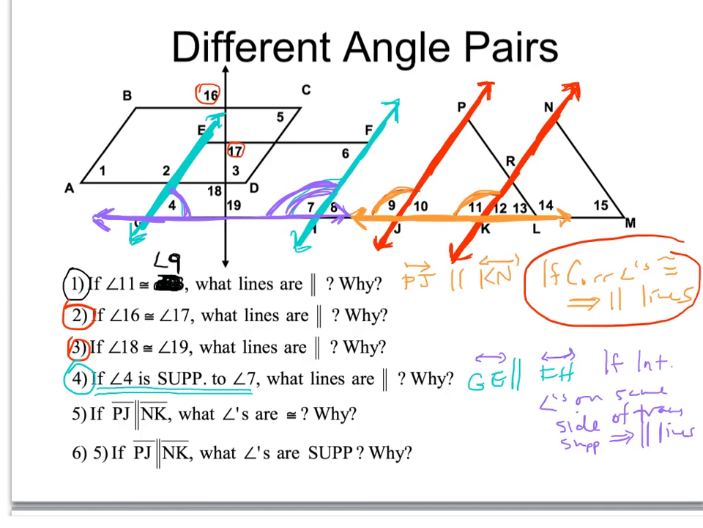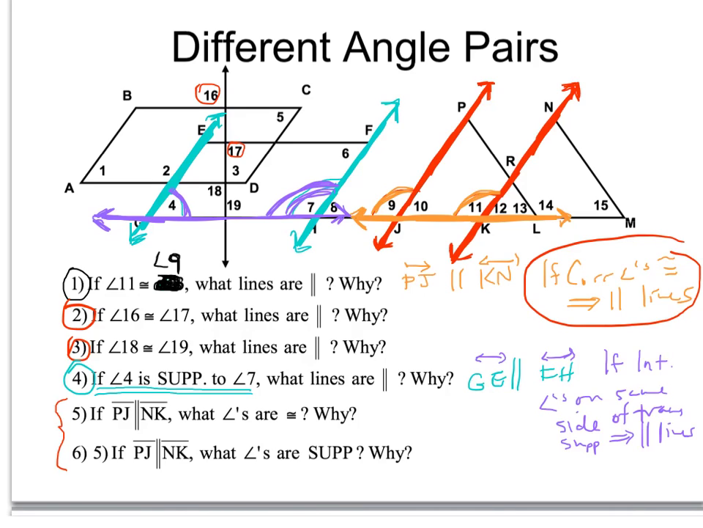Questions 5 and 6 are pretty much the opposite of questions 1, 2, 3, and 4. This time I'm giving you parallel lines and asking you what angles are congruent. So we'll take a look at question number 5 together, and I'll let you do 6 on your own. So, going back to the two red lines, PJ and NK, if those two lines are parallel, what angles are congruent? Now, there may be more than one answer here.